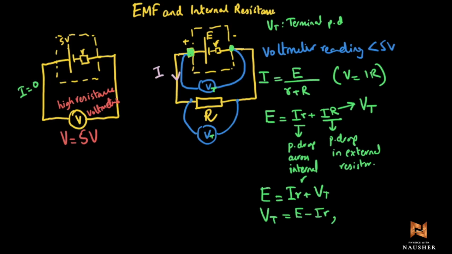Or you could even make small r the subject of the equation, because in questions they can ask you to find out the internal resistance. So internal resistance क्या होगी? EMF में से अपना terminal potential difference minus करें और current पे divide कर दें. That will lead you to the internal resistance value.